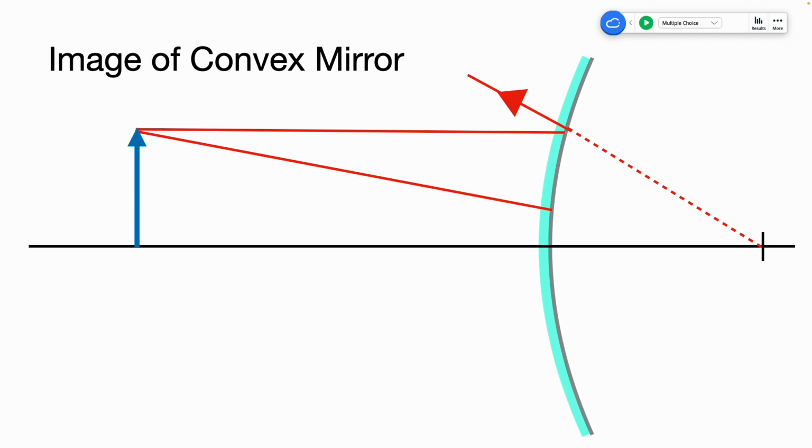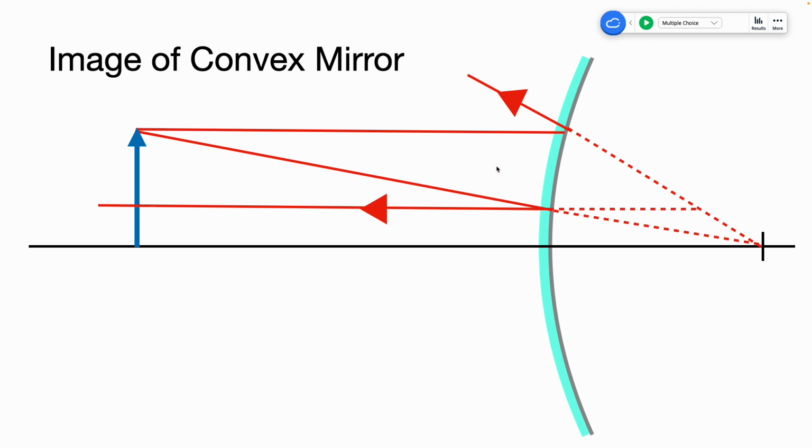We want to draw it in a direction such that if you keep drawing it, it will pass through the focal point. The reason we choose this light ray is because we know how it will be reflected. It will be reflected such that it becomes parallel. There are other light rays that the object emits. They will all be reflected to the same point.